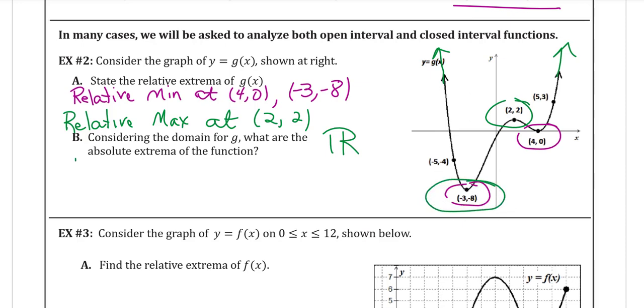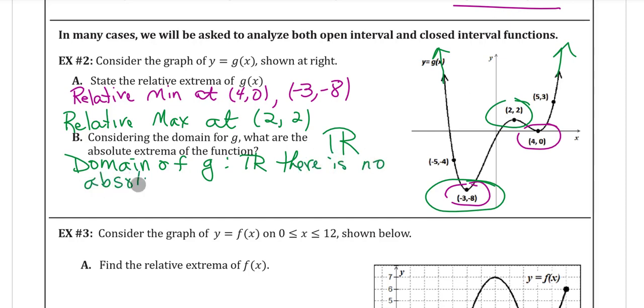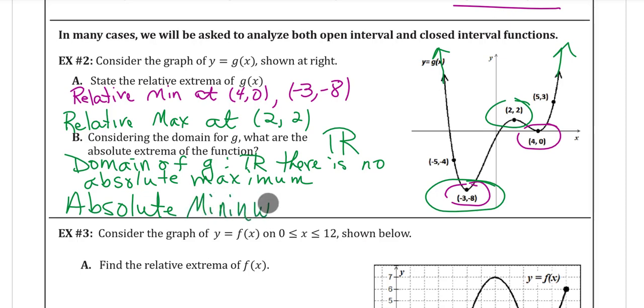So, formalizing that, the domain of G is all real numbers. There is no absolute maximum. But the absolute minimum is at that point (-3, -8), because that is the lowest point on that graph.